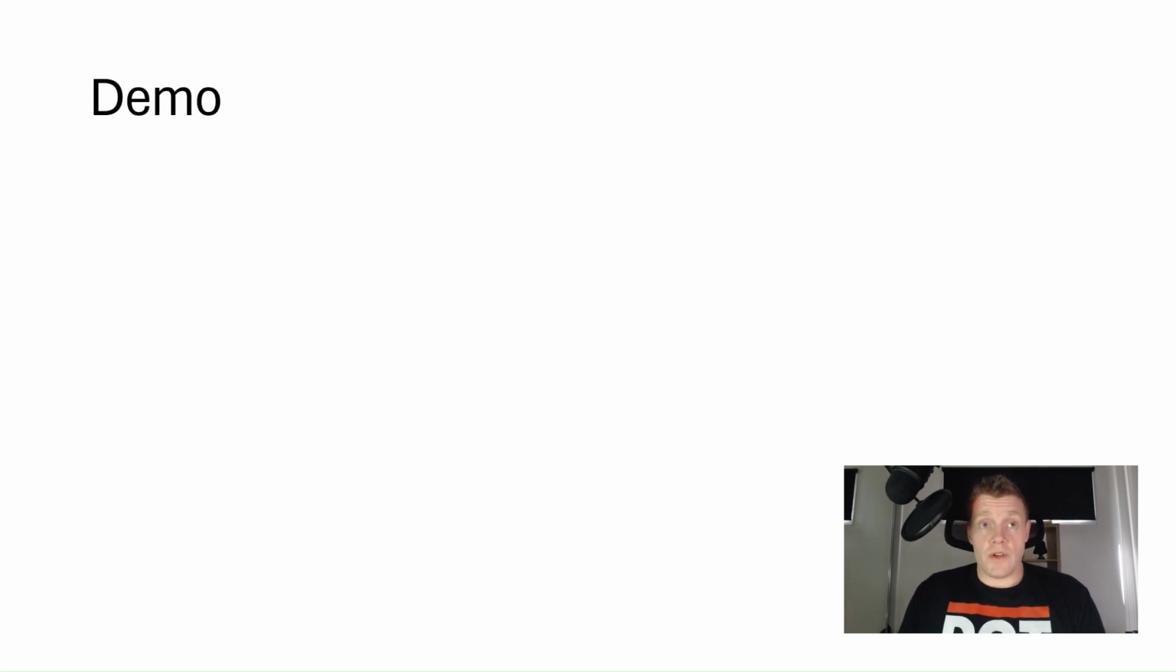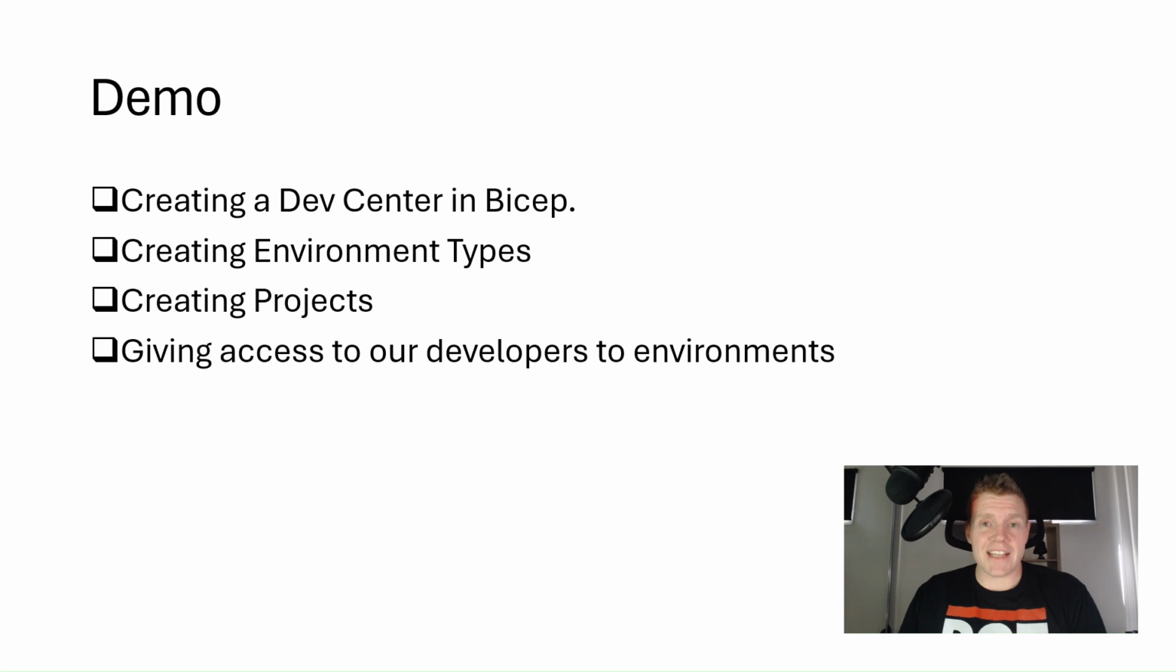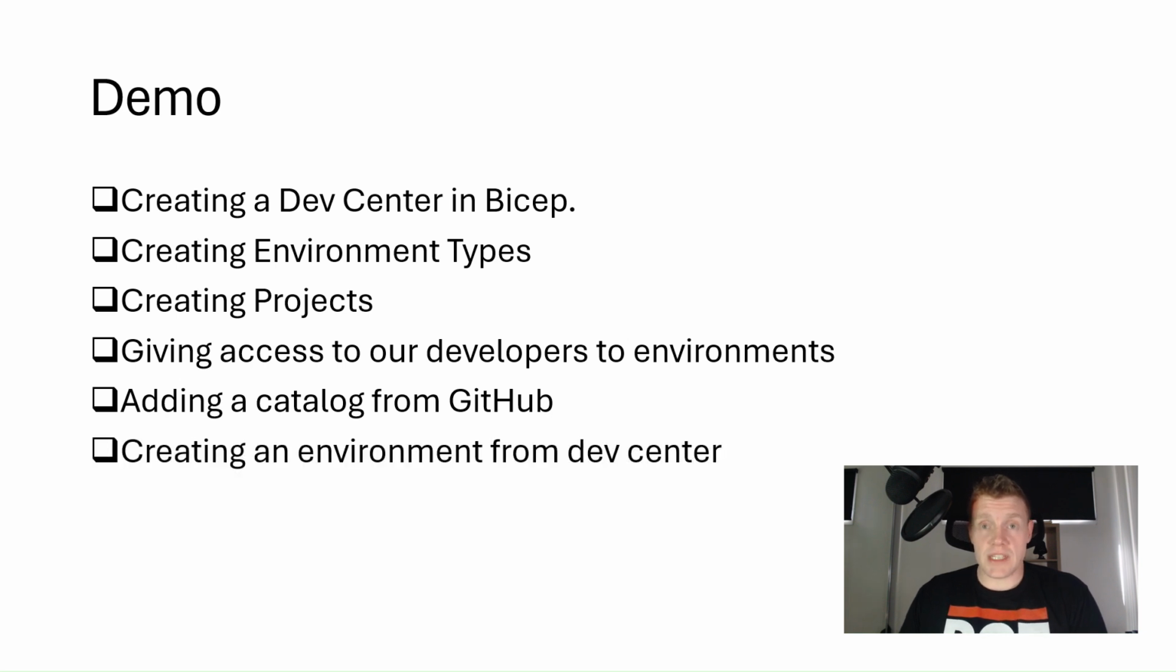First thing we'll do is take a tour through how we can actually set up Azure Deployment Environments using Bicep. And this includes creating resources such as Dev Center, environment types, projects, etc. And then I'll show you how you can give access to your developers to the environments that they'll be using, and then also adding a catalog from GitHub which stores your templates that you share with your developers. And then finally, I'll show you how you can consume those templates from your Dev Center to provision infrastructure in Azure.